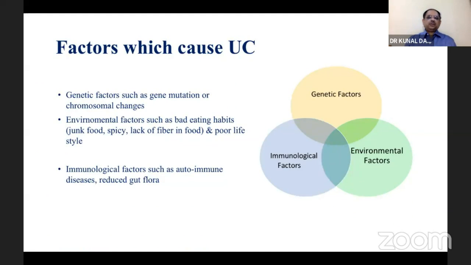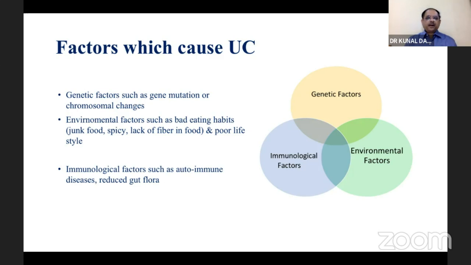Factors which cause ulcerative colitis. The factors include genetic factors, immunological factors, and environmental factors. It is overall an autoimmune disease, the etiology of which is unknown, but we can speculate. The genetic factors, such as some gene mutations, HLA types, or chromosomal changes, may be there. In them, it is found that ulcerative colitis has increased prevalence.